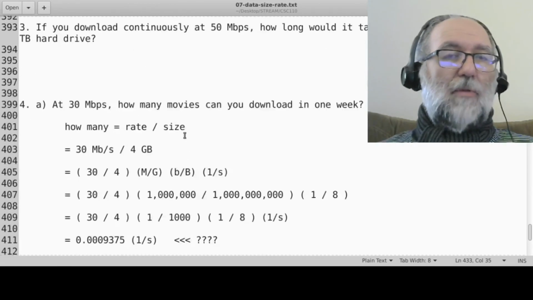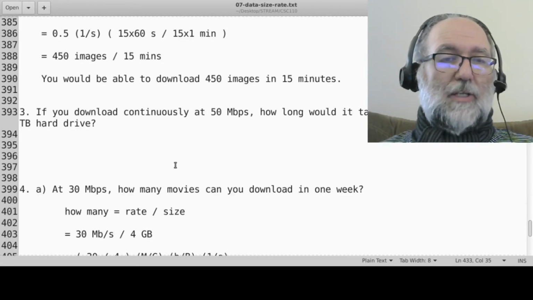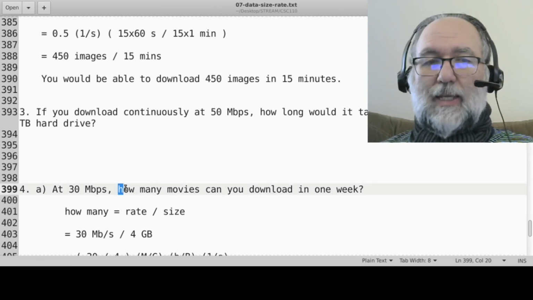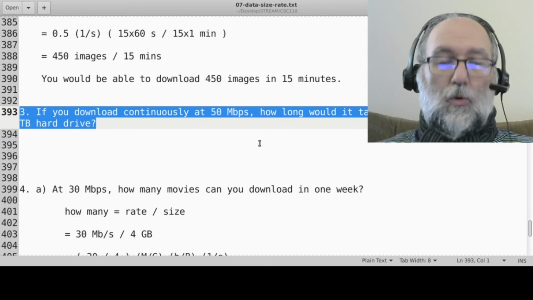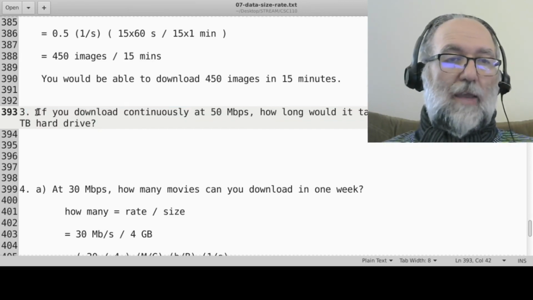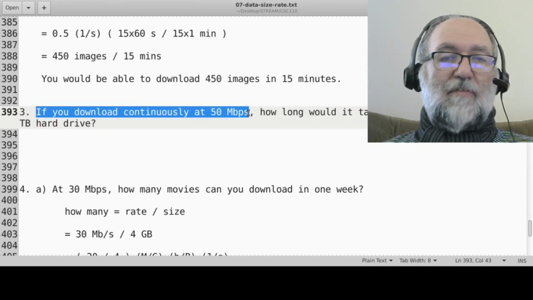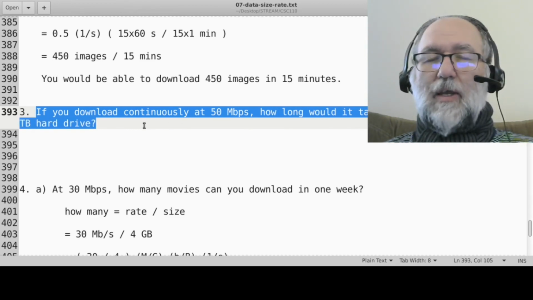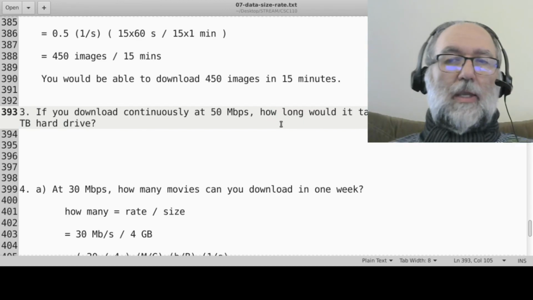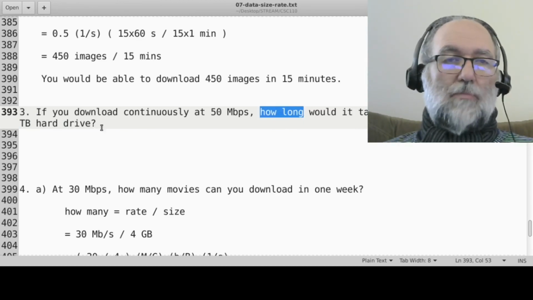Finally, I skipped number 3. I didn't want to skip it. I just wanted to do the two how many problems together. Let's do number 3. Number 3 actually turns out to be a how long problem. Okay, so if you download continuously at 50 megabits per second, how long would it take to completely fill a 2 terabyte hard drive? It's a little bit different, but it's still one of these how long problems.